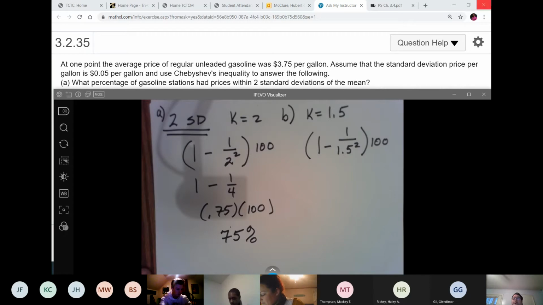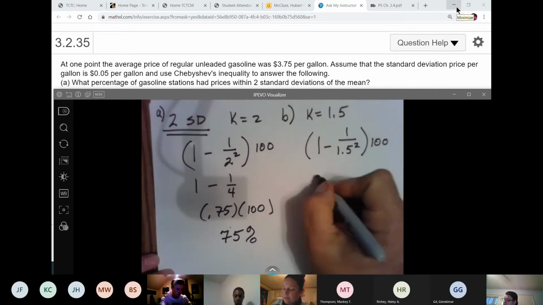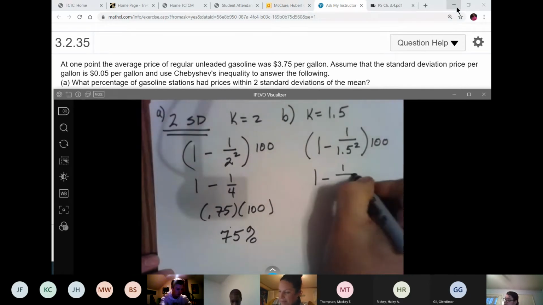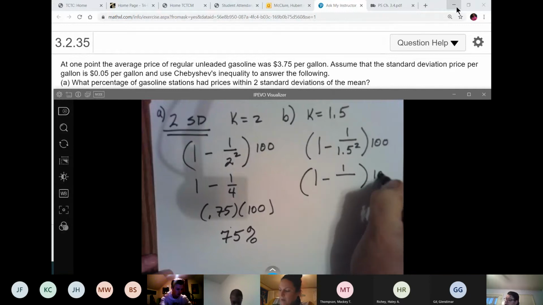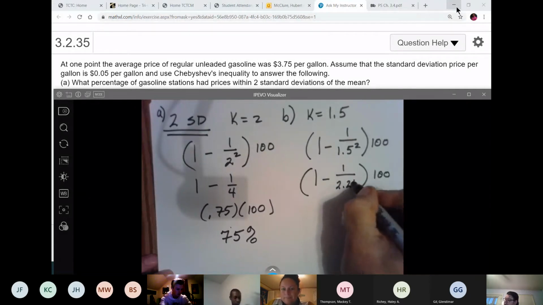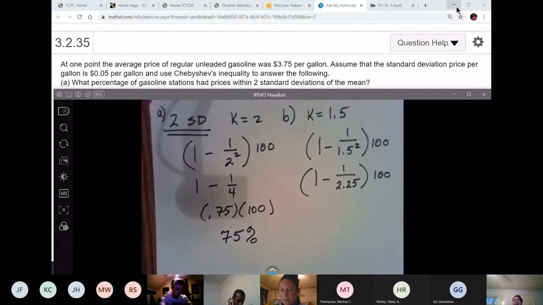Well, since I don't know what 1.5 squared is, or does anybody know what 1.5 squared is yet? I wrote it wrong. I wrote 1.2. Wait. It's 2.25. Oh, that's how you do that. 2.25. And somebody tell me what 1 minus 1 over 2.25 is. Give me 4 digits.